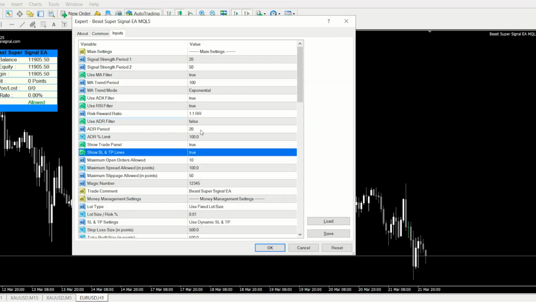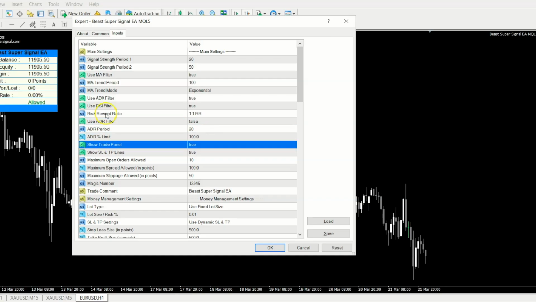Moving down, we have two simple settings. One is to show this trade panel here. This trade panel shows you pretty much basic stats of the EA's performance. Right now, there isn't anything because I just loaded this onto the chart now to make this video. So you won't see anything now as it is. But this keeps a record of all orders that have traded since the moment you put it onto the chart.